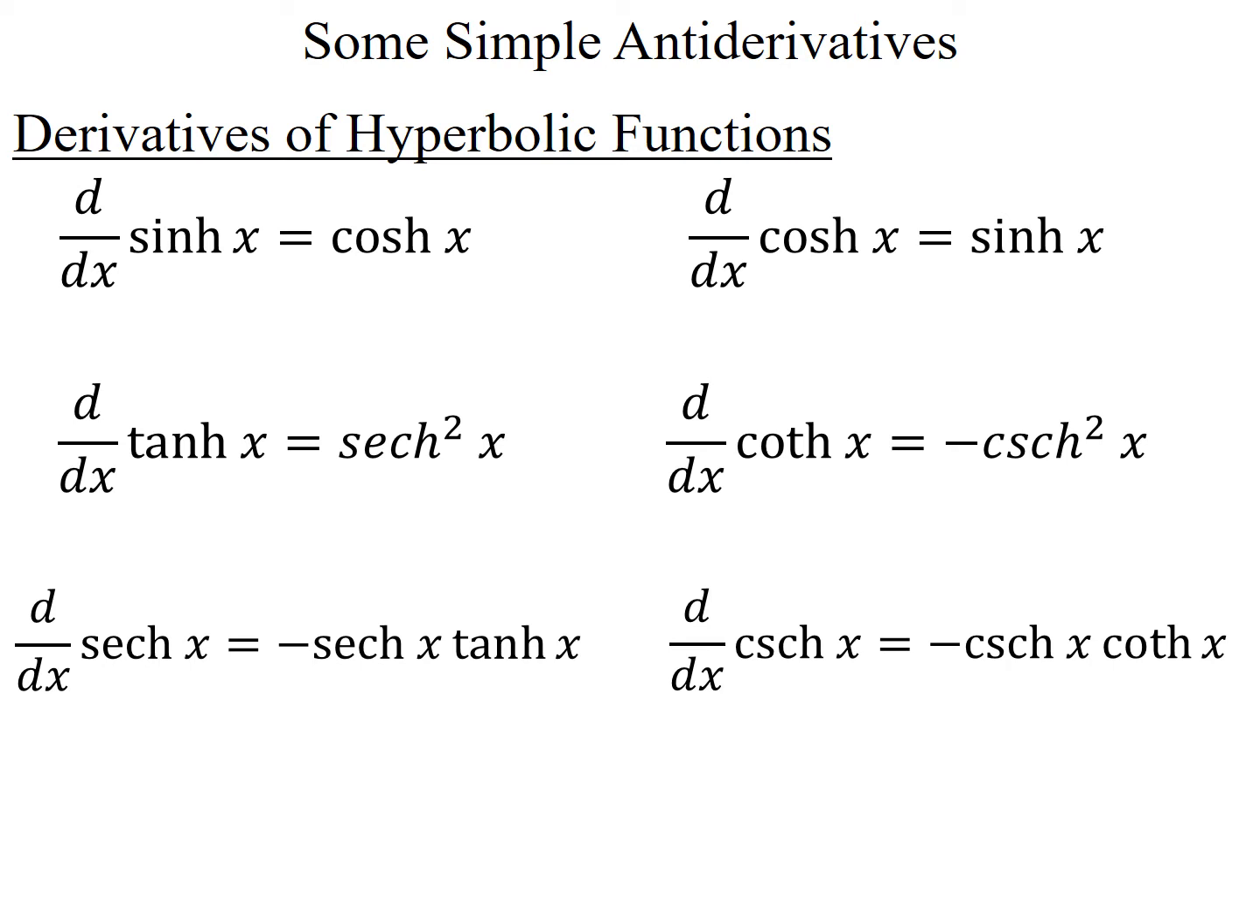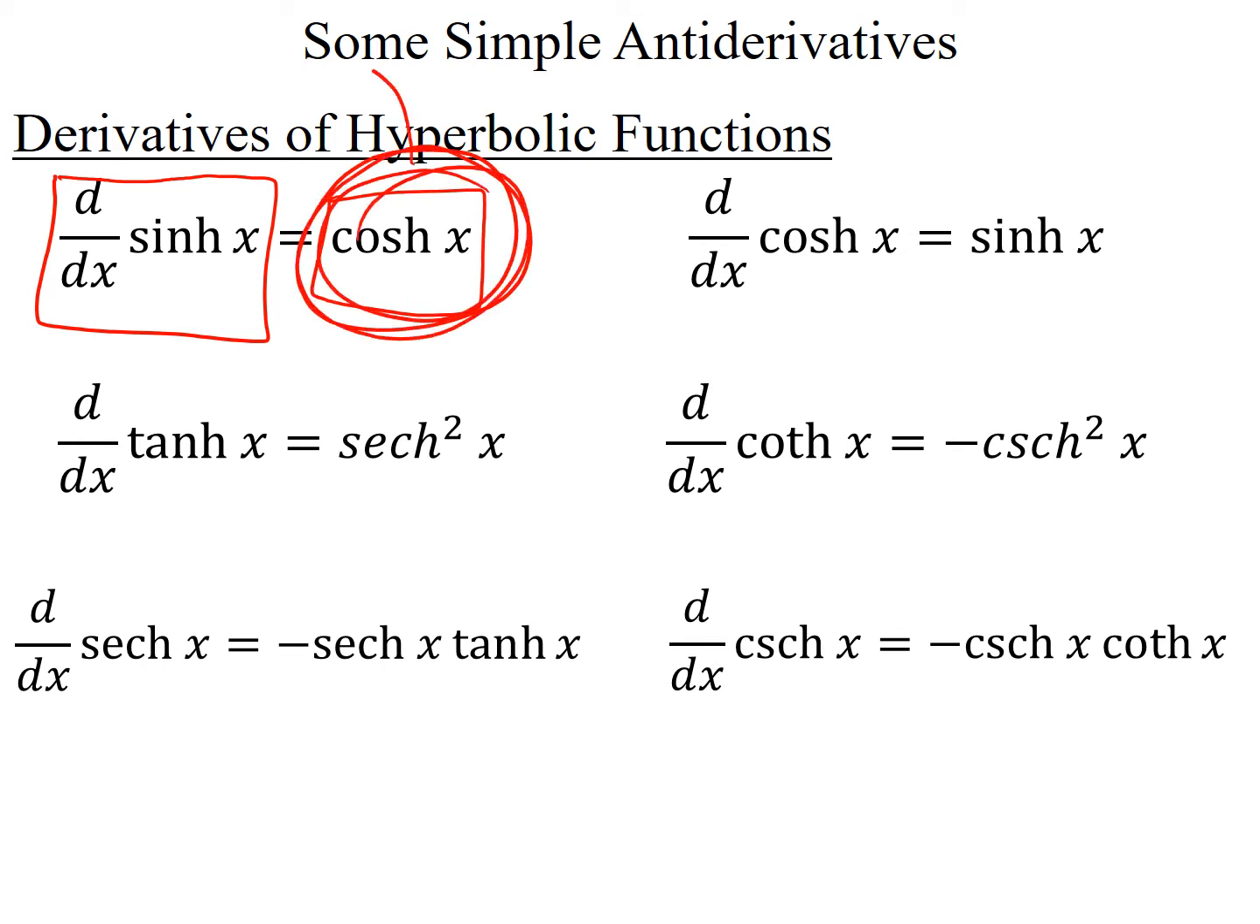Just like there's 6 trig functions, there's 6 hyperbolic trig functions. And so, for example, the derivative of hyperbolic sine is hyperbolic cosine. So what does that mean? If you want to take the antiderivative of hyperbolic cosine, you're going to get hyperbolic sine. So real quickly here, the antiderivative of hyperbolic cosine is hyperbolic sine. And of course, you're going to put the plus c at the end.